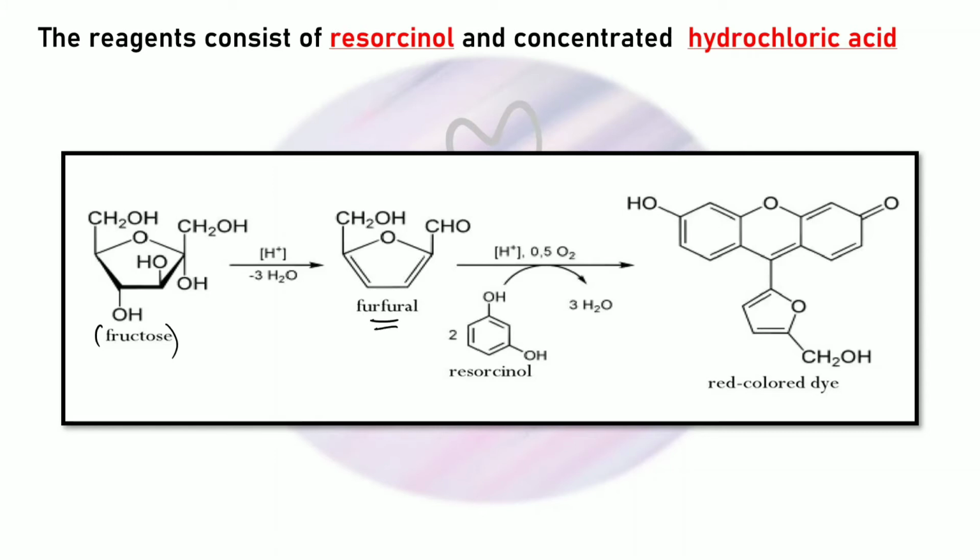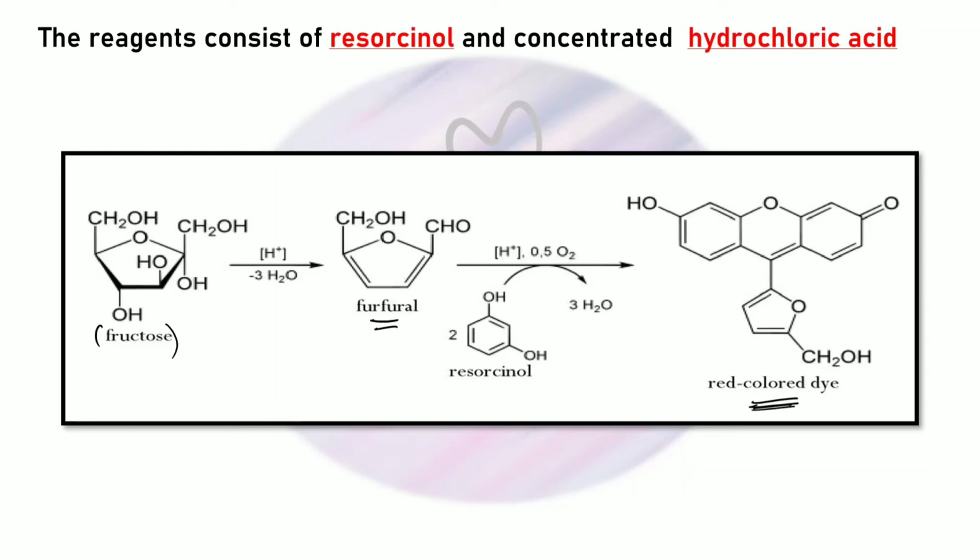Finally this furfural is treated with two equivalents of resorcinol reagent, and the final complex formed is red colored. You can see the end colored product. It is red in color, by which you can confirm that the sugar present in the sample is fructose. If you want to quantitatively determine the concentration of ketose sugar present in the sample, you can simply measure the intensity or absorbance using a spectrophotometer at a particular wavelength.